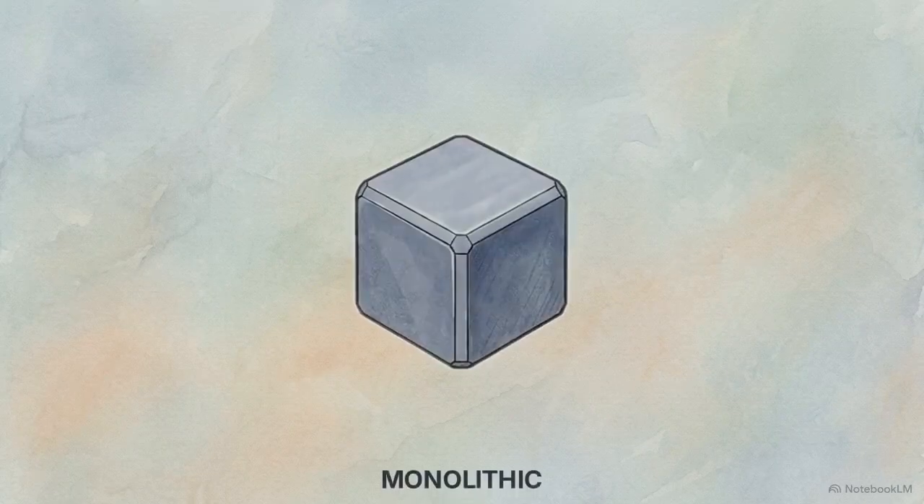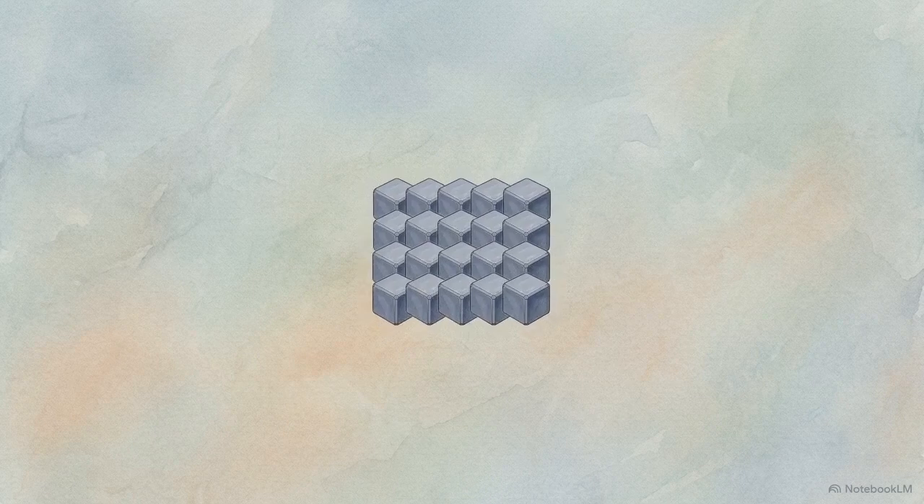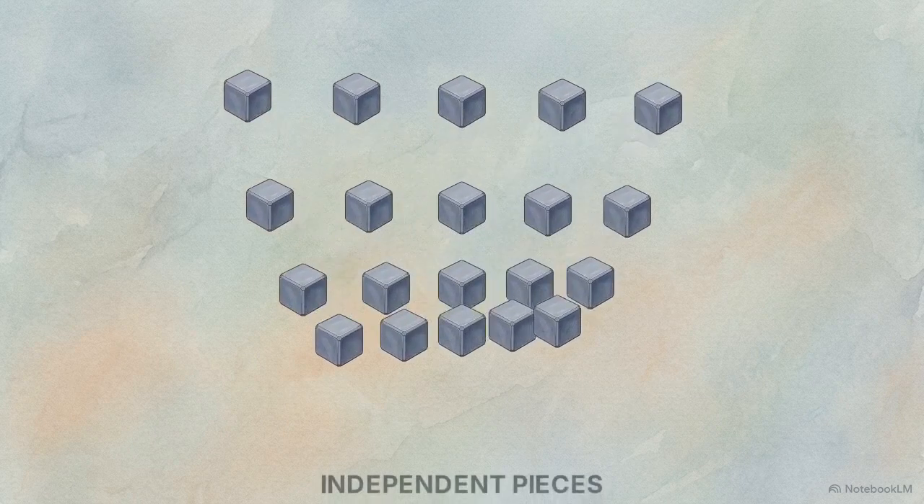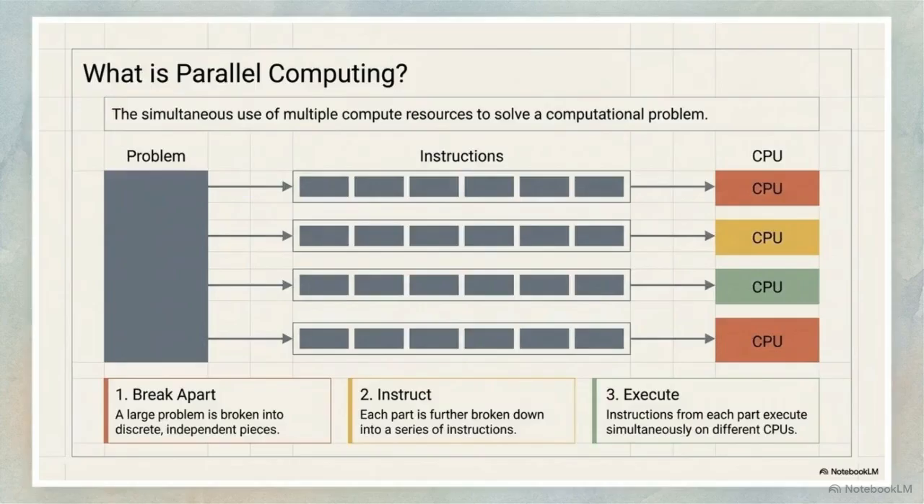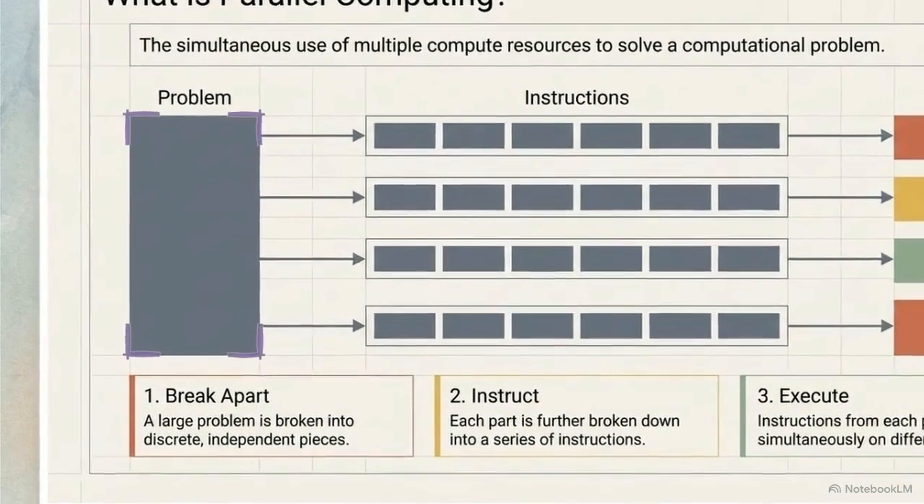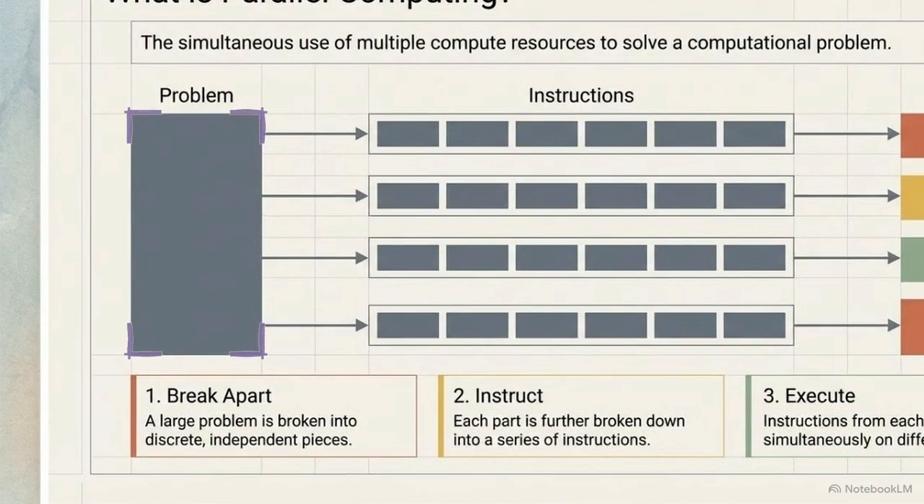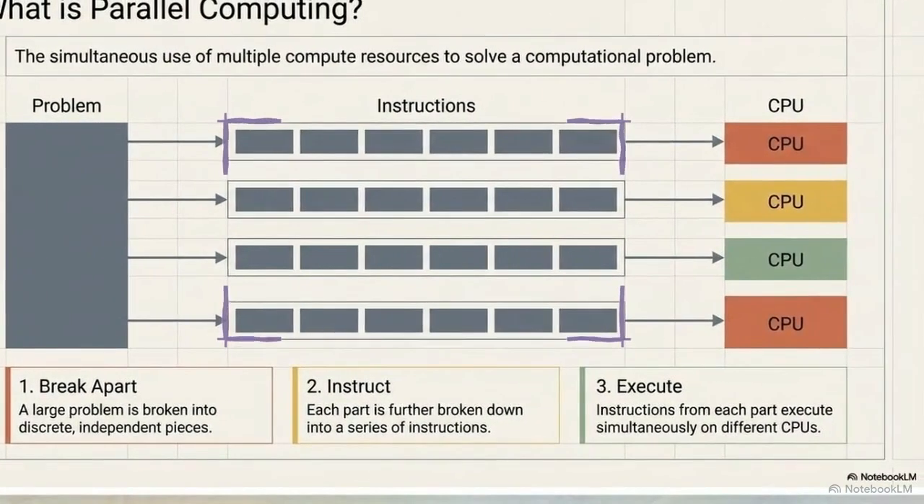That brings us to the foundational software mechanic of parallel computing, taking a continuous, monolithic problem and fracturing it. Looking at this flowchart, we can see the 3 specific steps required. First, we break apart the large problem block into discrete pieces. Next, we instruct, translating those pieces into isolated lines of code. Finally, we execute those instructions simultaneously across multiple CPUs.